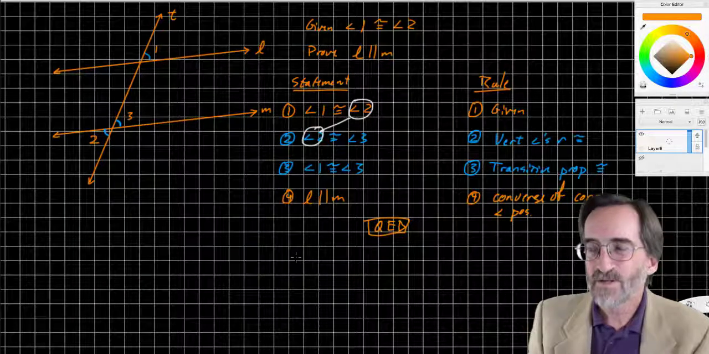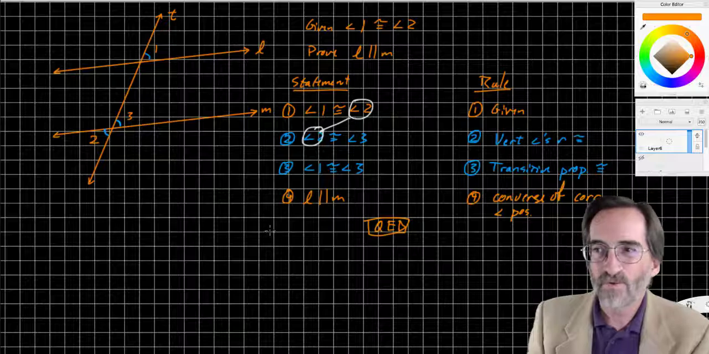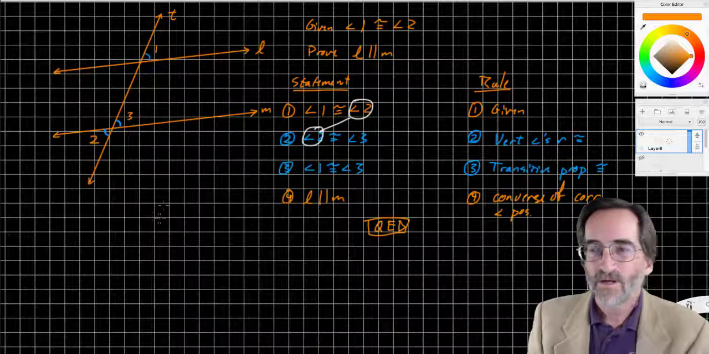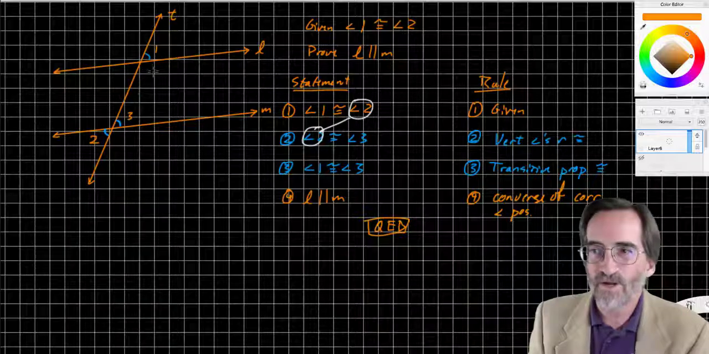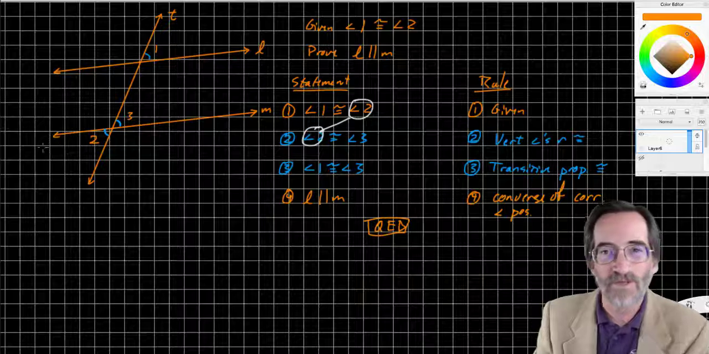Okay, so that's an example of a proof that lines are parallel. In this case, given a pair of congruent alternate exterior angles. So we just proved the converse of the alternate exterior angle theorem is basically what we did.